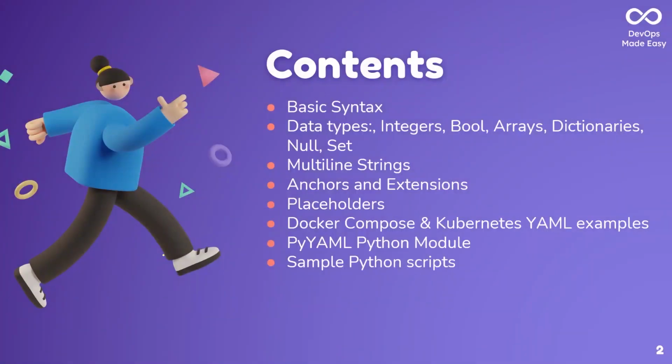These are the contents that are going to be covered in this video. We are going to start off with basic YAML syntax. Then we'll see the different data types supported in YAML, like integers, Booleans, arrays, dictionaries, null, sets, strings, etc. We'll also see how to write multi-line strings in YAML. Then we'll move on to learning about anchors and extensions in YAML and why these are used. Then we'll see what placeholders are and why these are necessary for templating YAML files in tools like Helm charts.